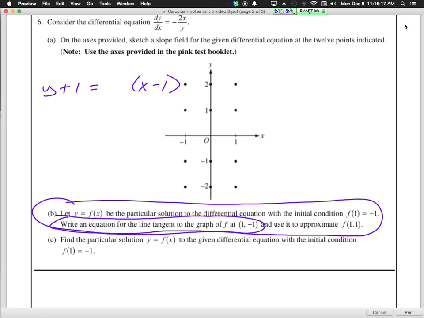dy over dx equals negative 2x over y. That's the derivative, correct? How do I know that's the derivative? The dy over dx tells me it's the derivative. So what do I want to do to get my slope? Plug in for x and y. Plug in 1 and negative 1, so negative 1 in for the y and 1 in for the x. That gives me negative 2 over negative 1, which gives me a slope of 2.